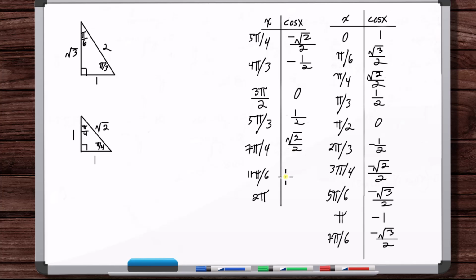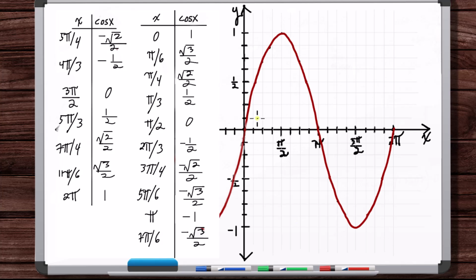30-degree reference angle, root 3 over 2. And then 2 pi is 1. Okay, so at 0, cosine is 1. And then pi over 6, let's see if we can see the points. Here's the pi over 6 point. And then we're at root 3 over 2. So we can just line these up with the sine graph. So here's pi over 6. And there's root 3 over 2.